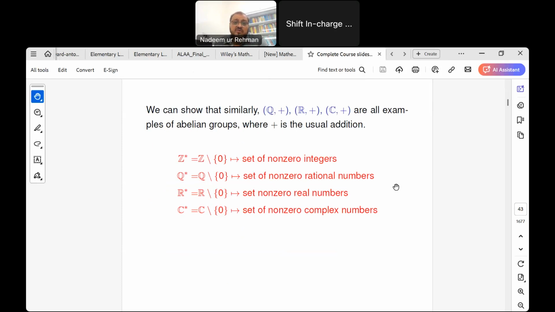In the case of Q, the rational numbers, there does not exist an inverse of zero, because under multiplication we have an inverse only if a is an element, then 1 upon a is the inverse. So 1 is giving the identity. This means 0 is the element which does not have an inverse in this case.